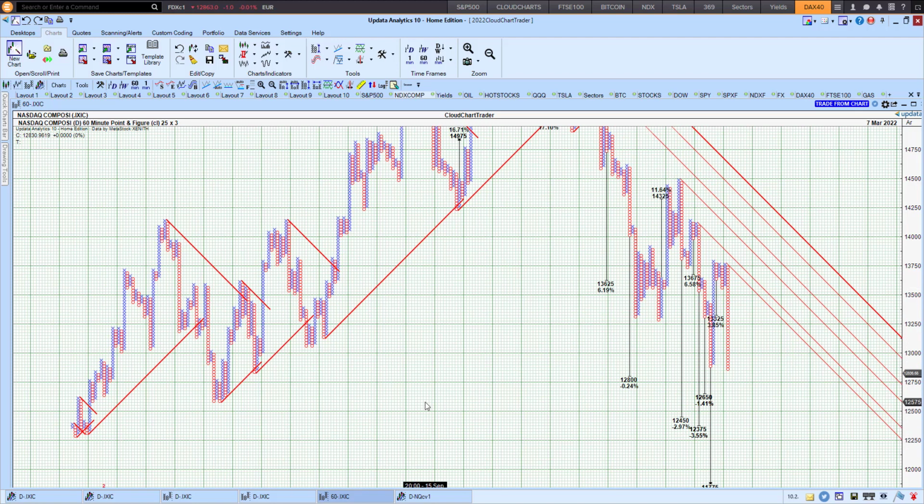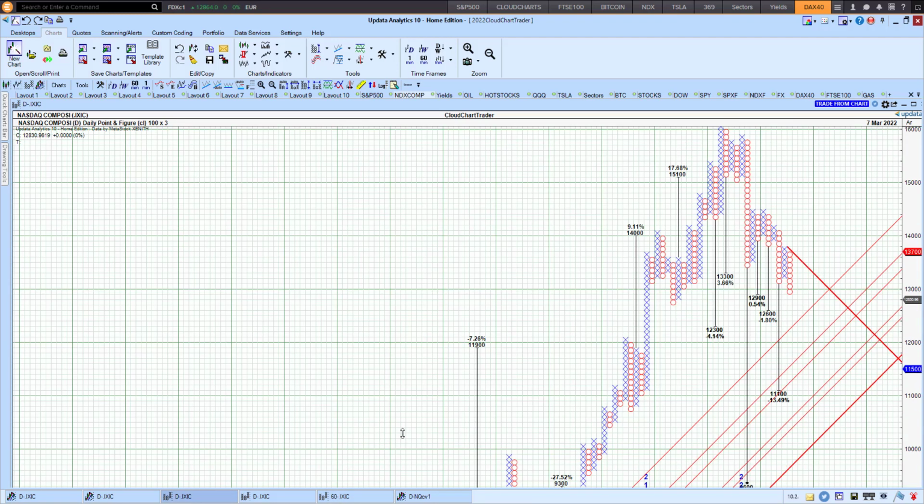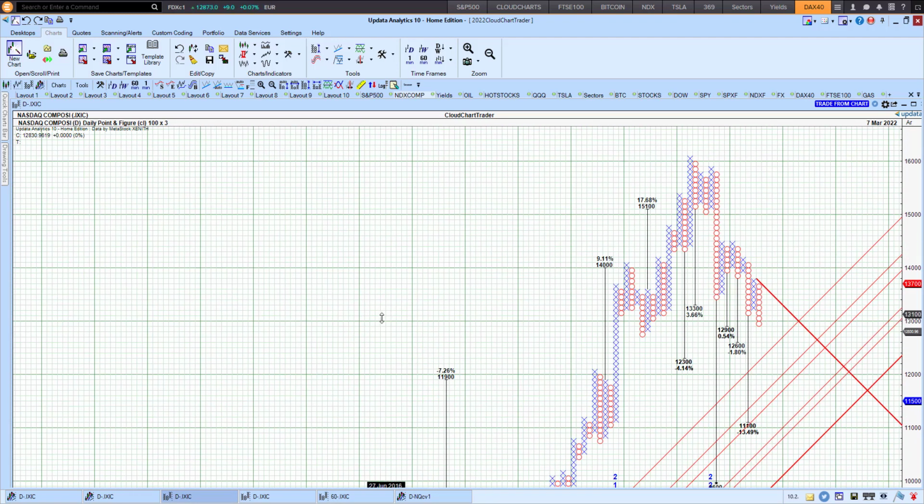So not out of the woods yet, but the index is looking out for that point-and-figure chart reversal to the upside to signal the end to the current trend. So what I'm looking for here is a 300-point reversal to the upside on the Nasdaq Composite to change the O to an X, and that will signal the end to the current trend. But so far, it has met the 12,900 target, 12.6 is next, and 12.3 after that.